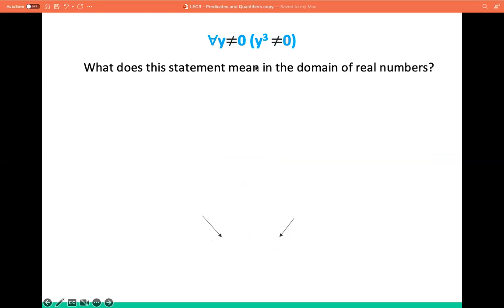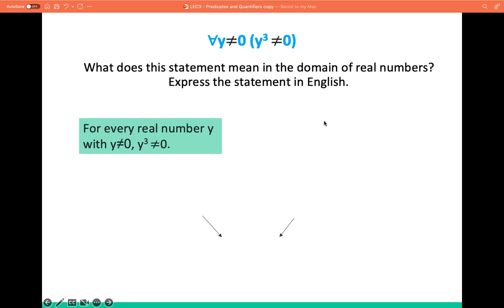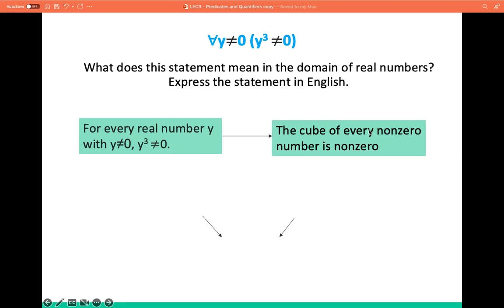Now, let's have another example. Suppose we have this statement: for all y that is not 0, then y cubed is not equal to 0. What does it mean in the domain of real numbers? Let us try to express this statement in English. For every real number y, with y not equal to 0, then y cubed is not equal to 0. In other words, the cube of every non-zero number is non-zero.